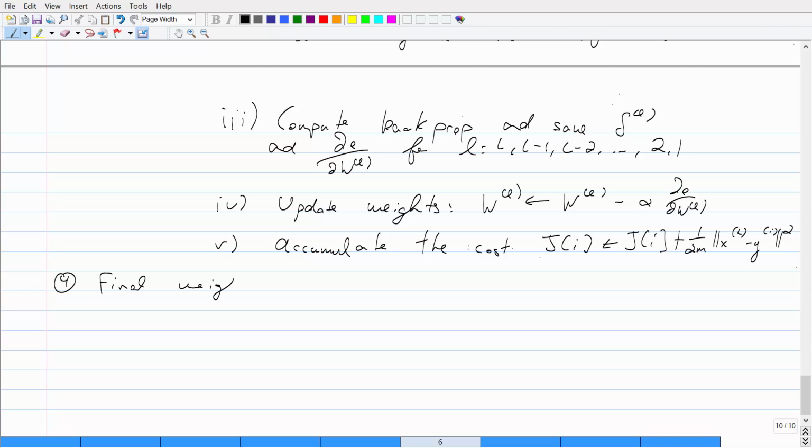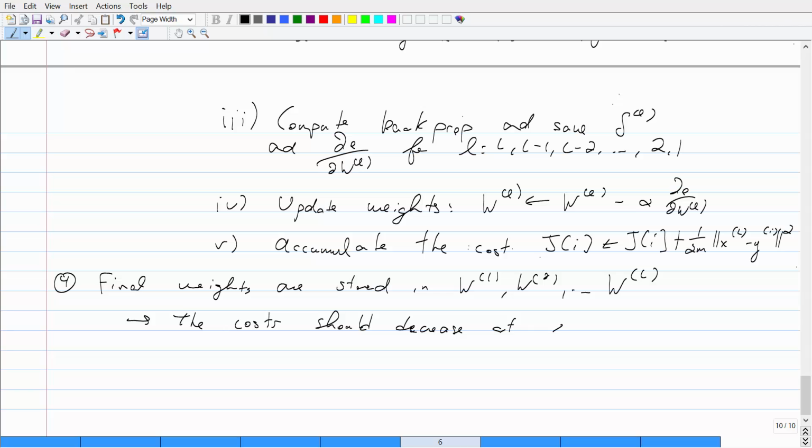So when you do that, finally, the final weights are stored in, so as soon as you finish everything, your updated weight matrices are done. And then what you need to notice is that the costs should decrease at each epoch, or perhaps stay the same because it's stochastic gradient descent, but they should never increase significantly. If they increase, then you probably need to adjust the learning rate, or you might need to do something else, which we'll talk about later.